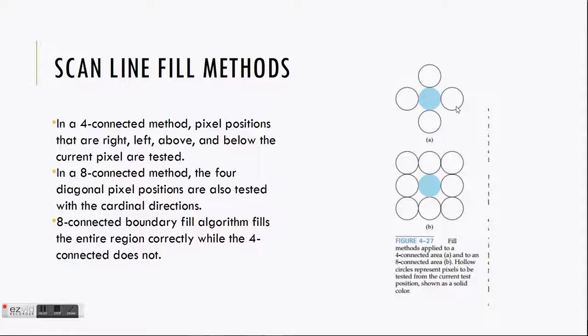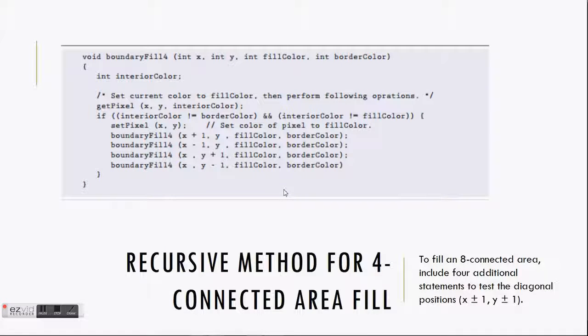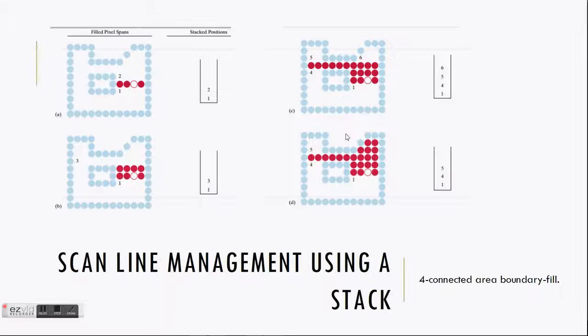Here we can see the methods 4 connected and 8 connected. The difference between 4 connected and 8 connected is the diagonal pixels. As the 8 connected takes consideration of diagonal pixels, it is much more correct than the 4 connected. This is the code where we can see the implementation of boundary fill for 4 connected. And if we need to change this boundary fill 4 to boundary fill 8 connected, all we need to do is include additional statements where the diagonal pixels are considered.